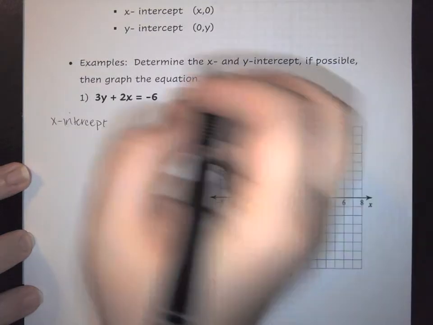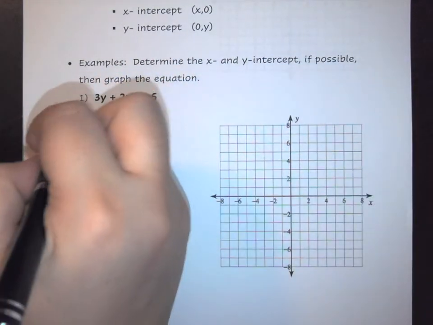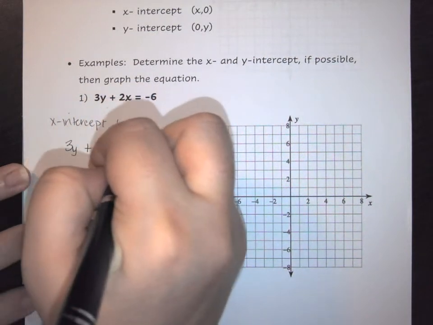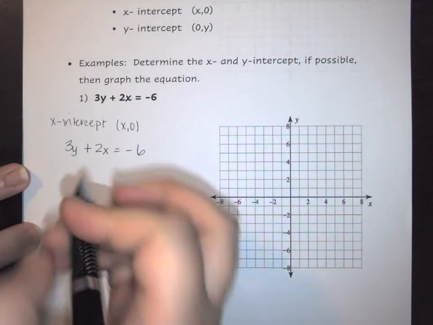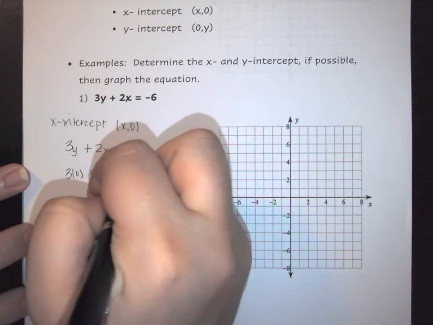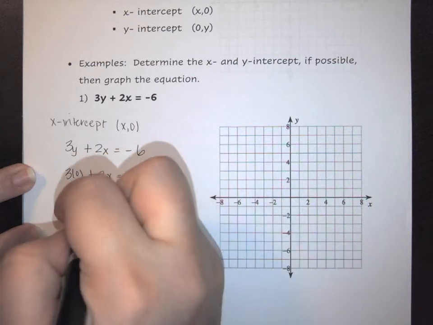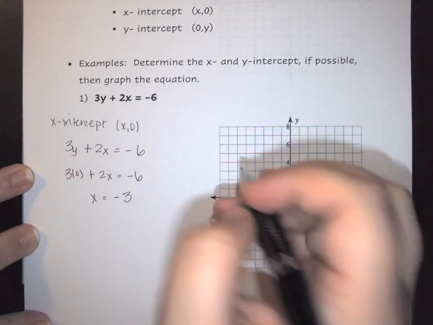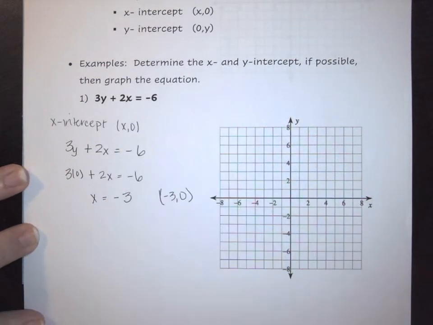So let's start with the X-intercept, which means we are looking for the coordinate point x, 0. So with that we have 3y plus 2x equals -6. Here my y would be 0, so this would be 3 times 0 plus 2x equals -6. 3 times 0 is 0, divide everything by 2, we end up with x being -3, which is going to give me the coordinate point -3, 0 as my first point.